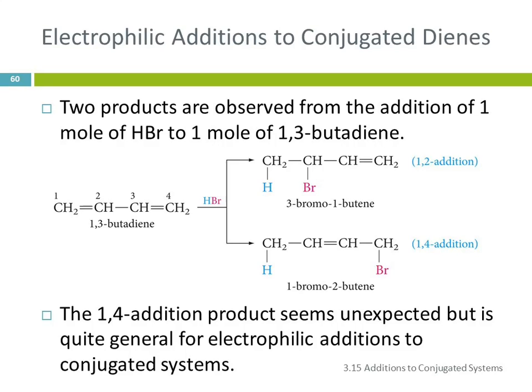You have two double bonds, or you can have two triple bonds, separated by one single bond. So if we look here at this reactant, we see a double bond, a single bond, and a double bond. That's what makes it a conjugated diene. It's a diene because it has two double bonds.